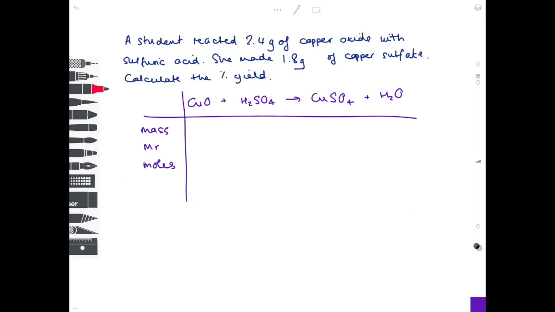So let's start with what we know. We know that we have 2.4 grams of copper oxide, and we have made 1.8. So that is the actual yield, and we need to find out the theoretical yield, which is why I'm going to put an X here. So now it's just a matter of working out the Mr of copper oxide. So do 63.5 plus 16, so use your periodic table for that to work out that its Mr is 79.5. To work out the number of moles, simply do the mass divided by the Mr.